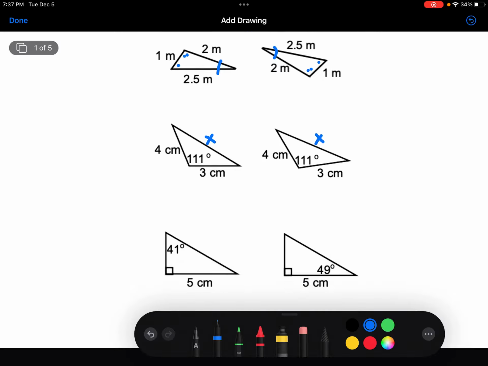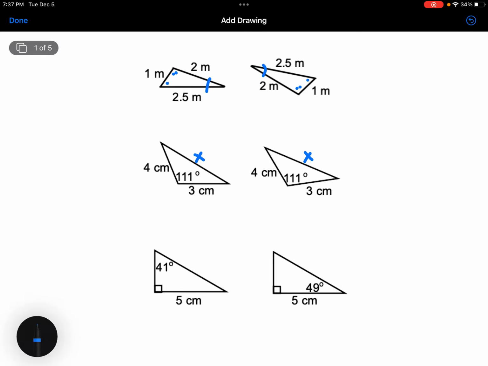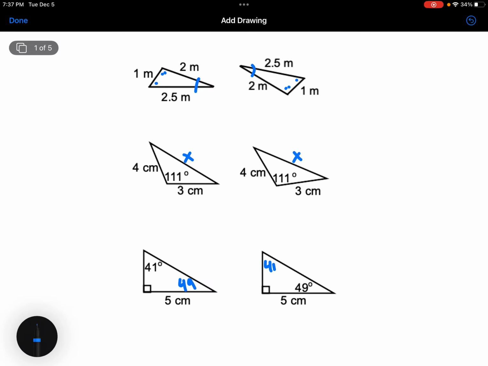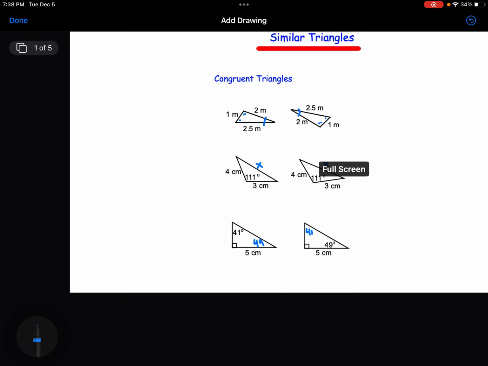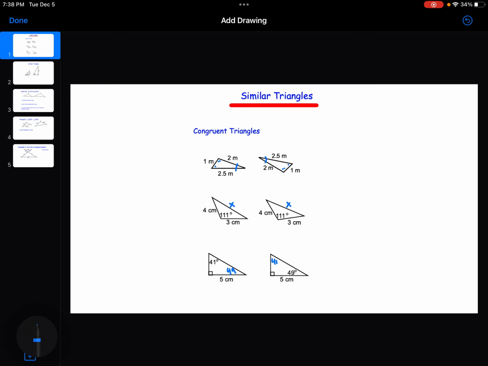Okay, now on the bottom, they give you something a little bit more difficult, but knowing that all triangles add to 180 degrees, that would tell me that this is 49 and this is 41. So then I know that these are all congruent. It's just three different ways to look, but all three of these sets of triangles are the same. Congruent means the same sides and the same angles.